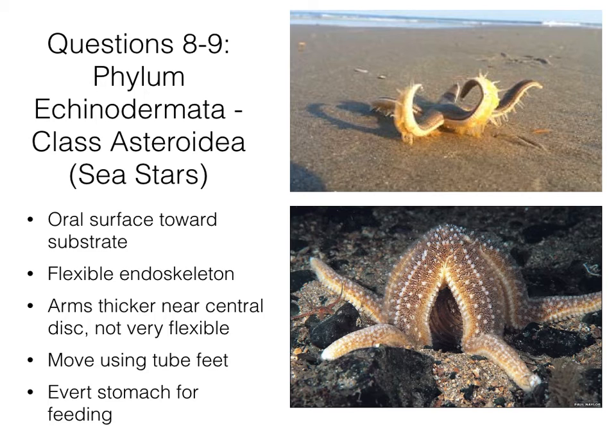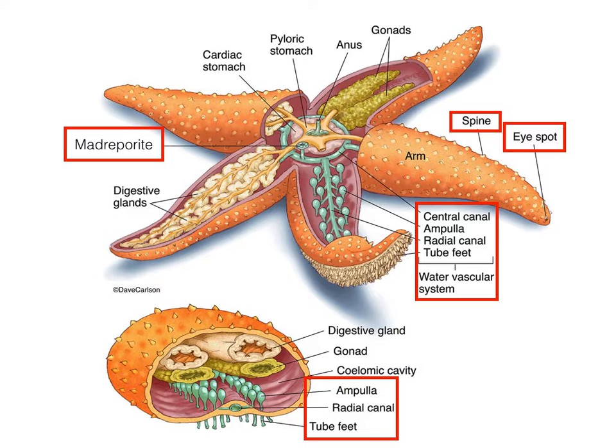Okay. All right, so the next slide is showing the internal anatomy of one of these sea stars. This is an example of class Asteroidea. The only real parts that you need to understand and pay attention to are the ones in the red boxes. As I mentioned, like all echinoderms, they do have spines. In sea stars, those spines are generally pretty blunt and short.